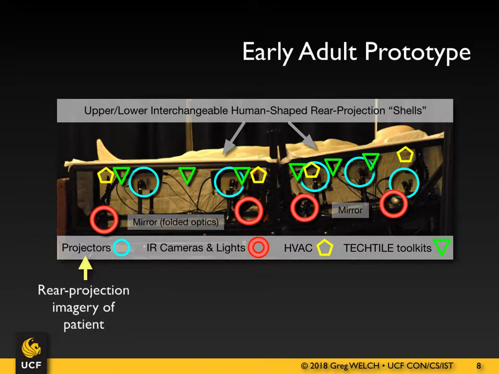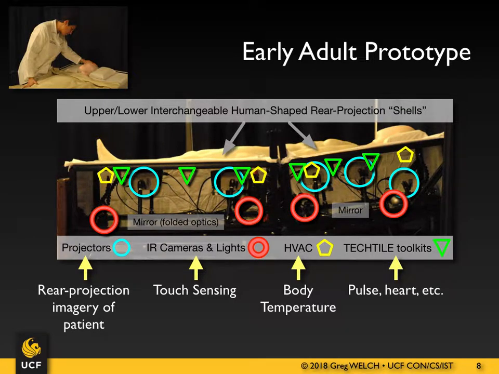Here's an early example of a full adult prototype. On the top, you can see the interchangeable human-shaped rear projection shells. These are the surfaces that are exposed to the healthcare provider. Underneath or inside the bed, we have infrared cameras and lights that can sense where somebody is touching.